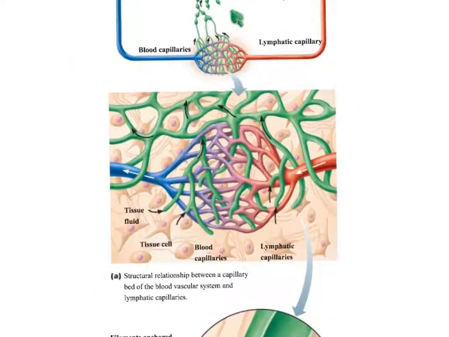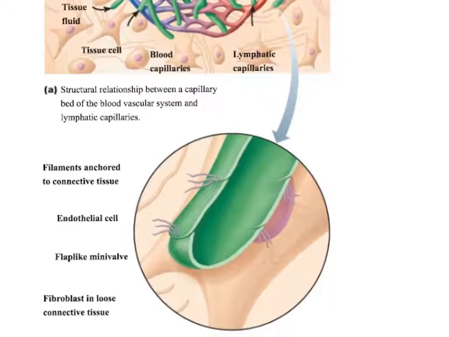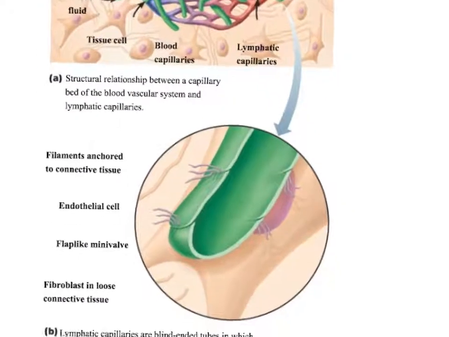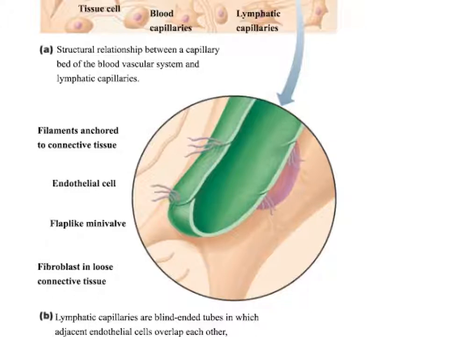Okay, here's another picture of the capillaries you've seen before, and I like this picture of the valves at the end of the lymph capillaries that show your flap-like valves with the overlapping of the endothelial cells. Okay? Questions?